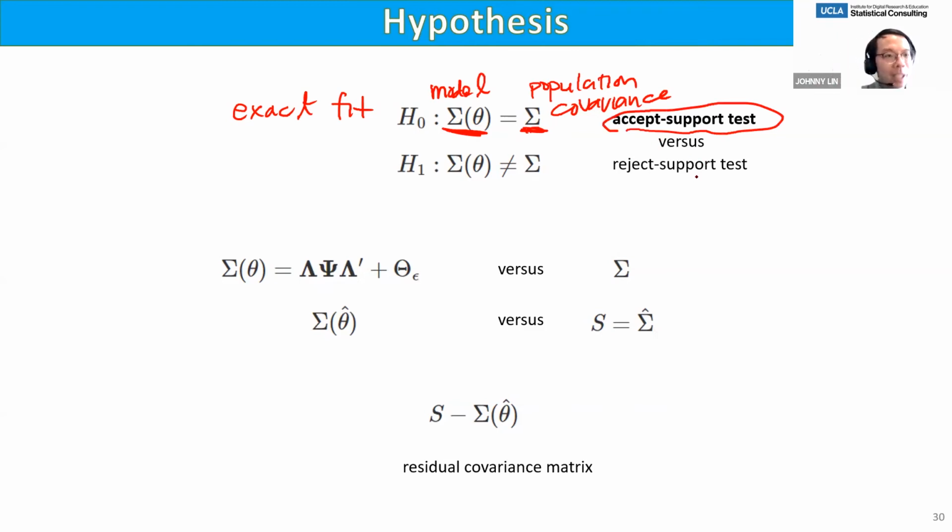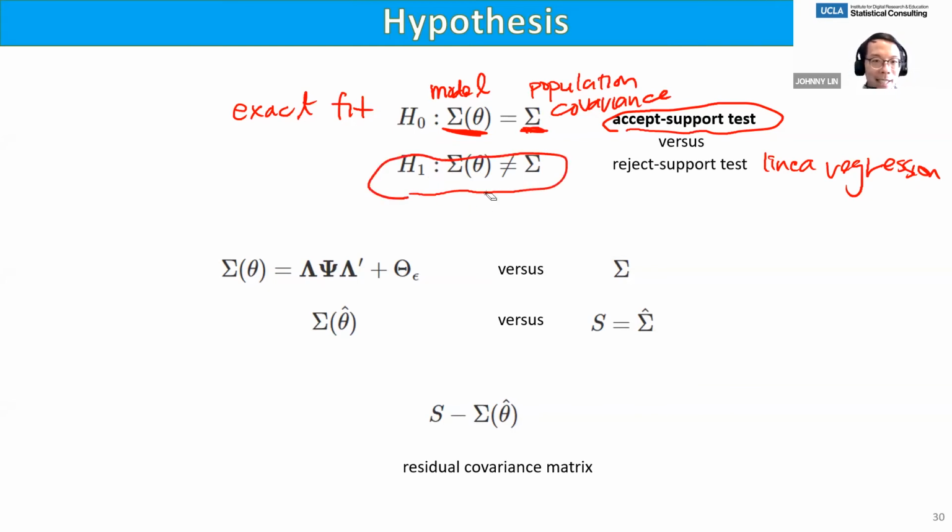This is counterintuitive because in a linear regression model, you typically want a reject support test. So you want to reject the null hypothesis because you want the beta coefficients to be not 0. But in an SEM or CFA, you actually don't want this, because what is this saying? This is saying that the model implied covariance matrix is not equal to the population. So that's actually a bad thing. So what we do want is to accept, quote unquote, or fail to reject the null hypothesis.